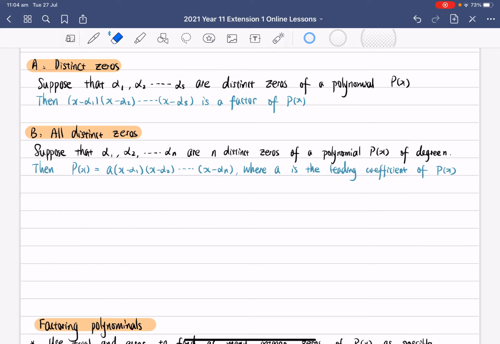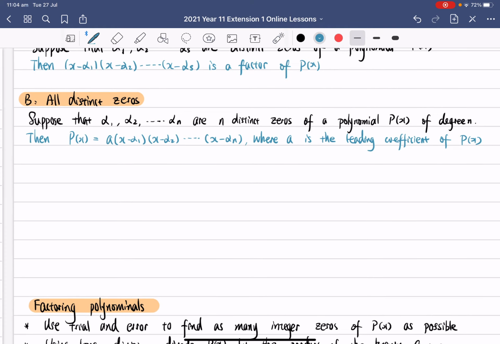All right, so the next one is very similar to the first. Suppose that alpha 1, alpha 2, alpha 3, all the way to alpha n are the n distinct zeros of the polynomial P(x) of degree n. Then P(x) can be written as this function here. As you can see, they include an a in the front, and that a is just the leading coefficient of P(x). It does make sense as well.